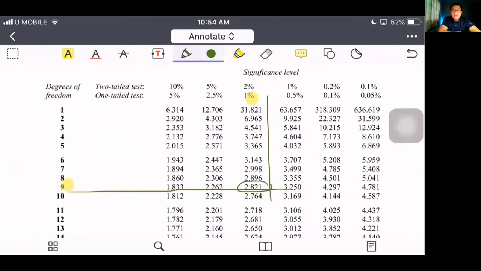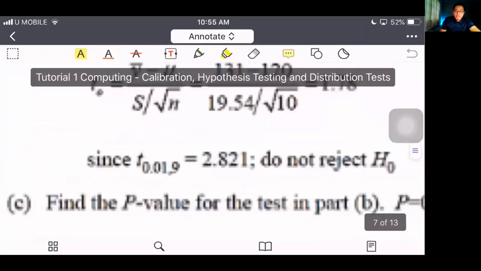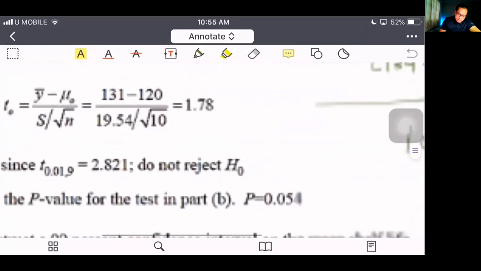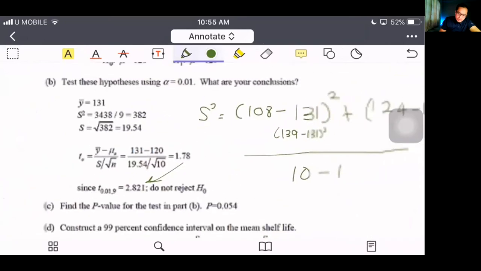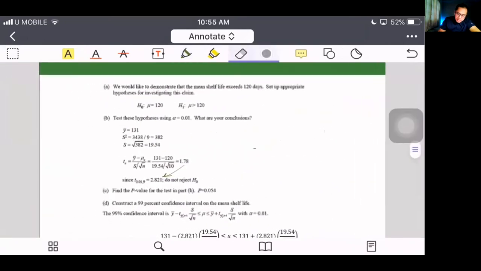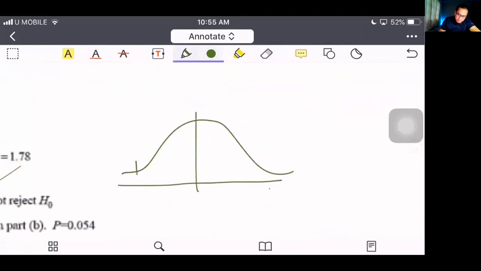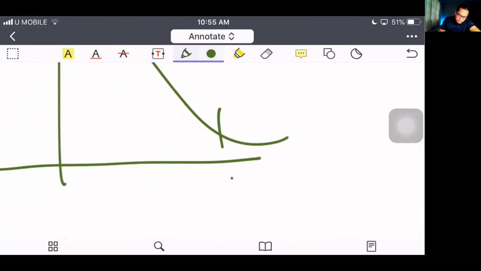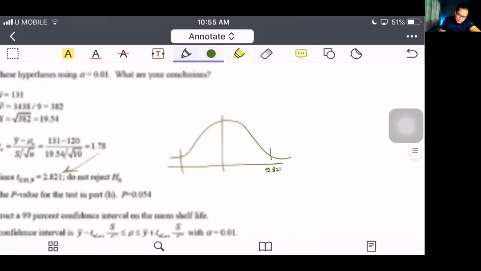Let me zoom out. You can see I'm using the test at 1% with 9 degrees of freedom. It is 2.821. So I believe the answer was correct just now. Let's go back here. 2.821, and this number, 1.78, is less than 2.821. If we put it graphically, our borderline was 2.821, which is here, and our 1.78 is inside.